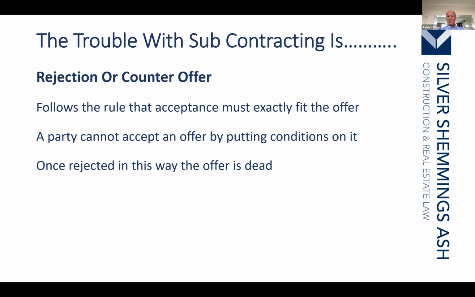And as soon as a counteroffer is issued, it is a rejection of the previous offer. So let's just apply this very simply. Subcontractor submits his tender saying its terms. Contractor issues its subcontract order stating its terms. That tender can now no longer be accepted. It's been rejected. It's come to an end.